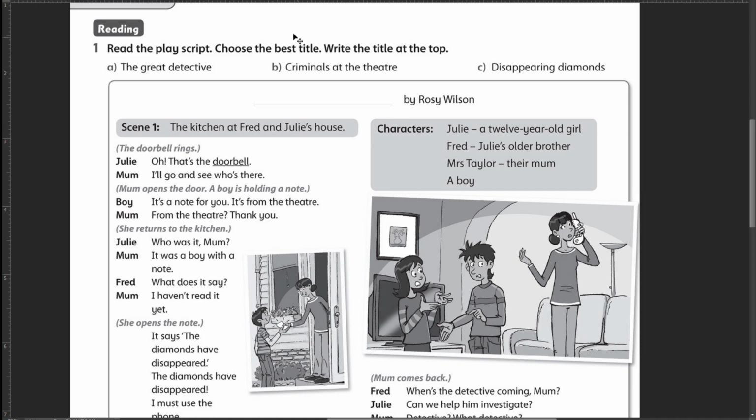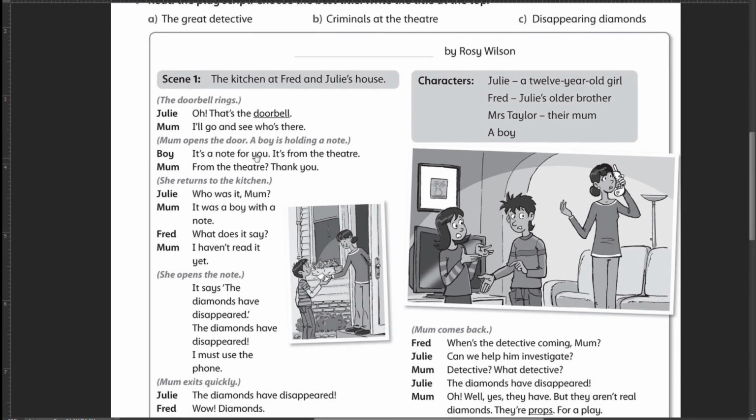Alright, so let us go through and read the script together. So you're going to choose the title, by Rosie Wilson. Characters are Julie, a 12-year-old girl. So this is Julie. Fred, Julie's older brother. This one is Fred. Mrs. Taylor, their mom. This is Mrs. Taylor. And a boy. This one is the boy. So let's read.